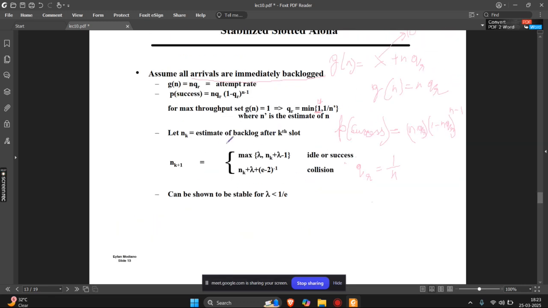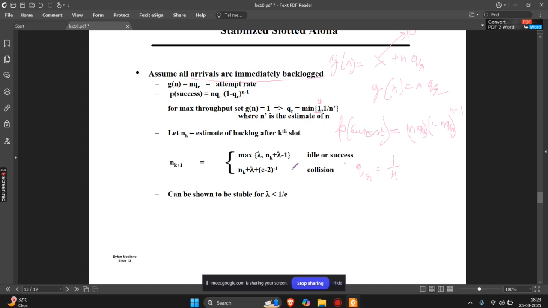Now from here, after the kth slot we will try to get an estimate of the backlog. So if nk is the estimate of the backlog after the kth slot, this is an iterative process, it has no exact formula. So the value of n is found by an iterative process. So let nk equal the estimate of backlog after the kth slot, then nk plus 1 is the maximum of lambda and nk plus lambda minus 1. So the maximum of these two.